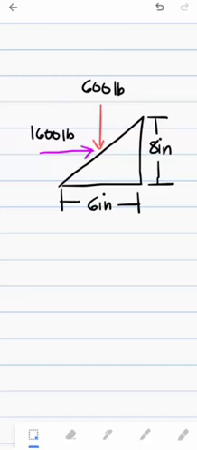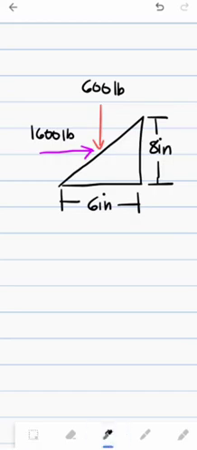In this example, we are given a triangular block that is 8 inches in height and 6 inches in base, and is subjected to a 600-pound vertical load and a 1,600-pound horizontal load. Our goal here is to find the normal and tangential components of the given forces, the 600 and 1,600.